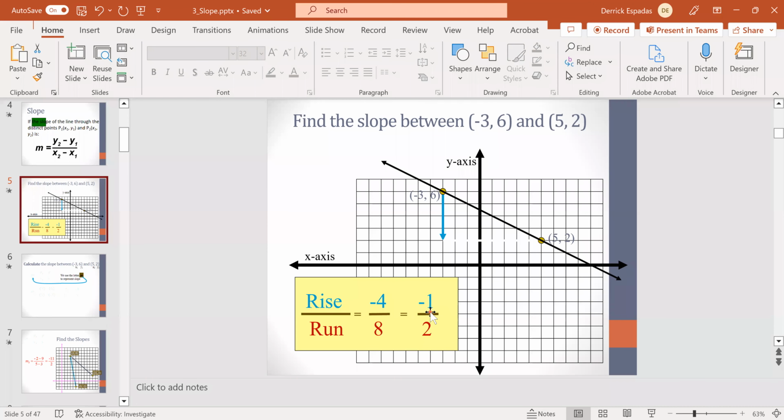We just leave it in that form. We don't convert it to anything. Our slope is -1/2. And remember, a negative slope goes down when we're reading left to right. So that's a negative slope, and for every -1 of rise, it's moving over 2 of run.